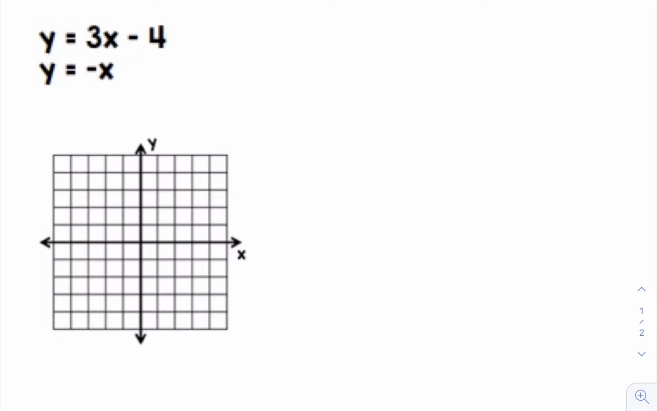Okay, so it seems like a lot of you are struggling with what it means to check your work. So I just want to go through an example with you. I chose two lines that are already written in slope-intercept form. So the first line, I'm going to graph in this light blue color.